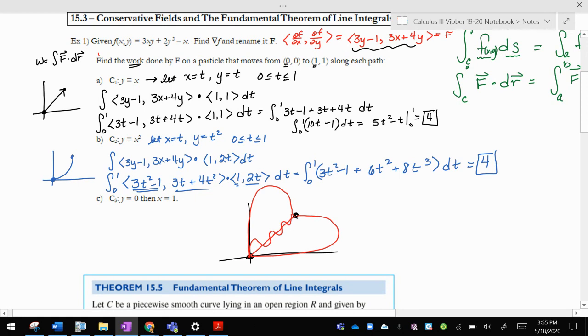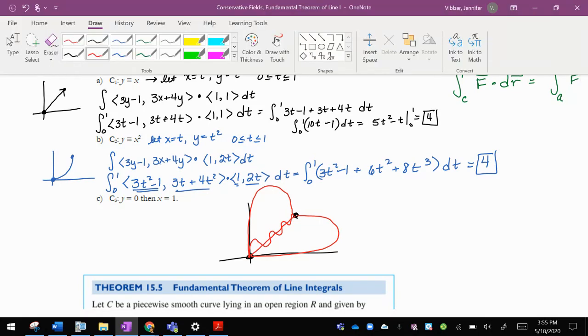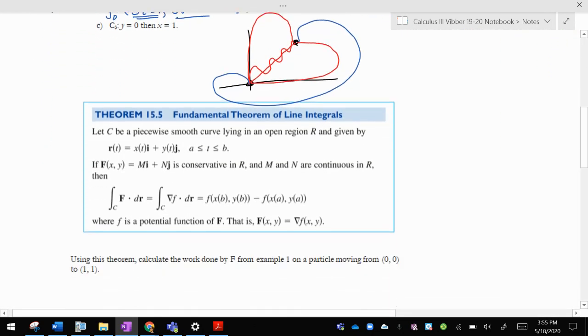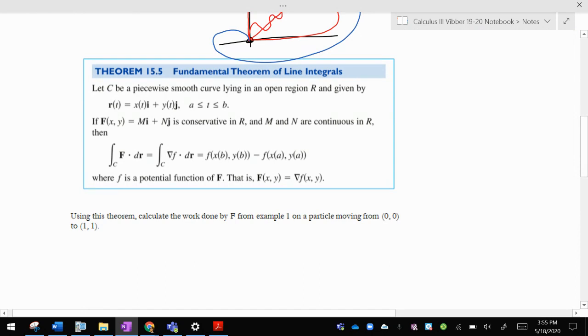Look at that. It's like a broken heart. That's so sad. Whatever I do, if I follow a path to get from 0, 0 to 1, 1, heck, if I wanted to, I could loop back the other way and kind of do one of these. Doesn't matter. If the path goes from 0, 0 to 1, 1 in a conservative field, then the work done is going to be the same for all paths connecting those two points, which is a pretty important thing. And when that happens, you get to use something called the fundamental theorem of line integrals.